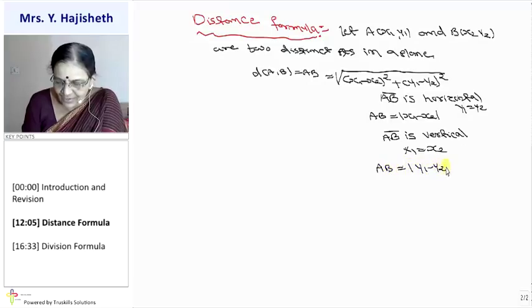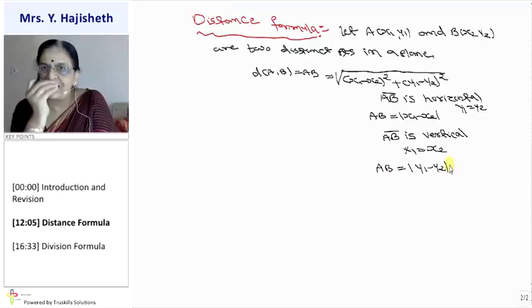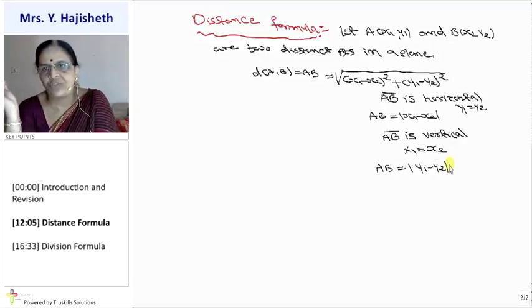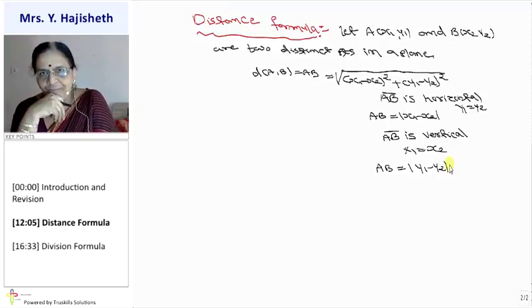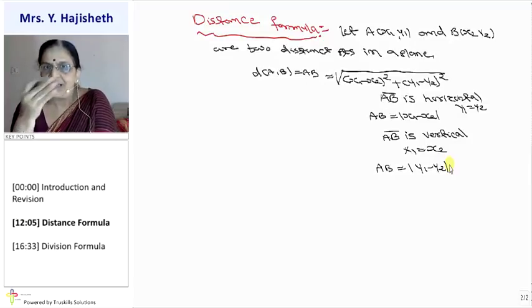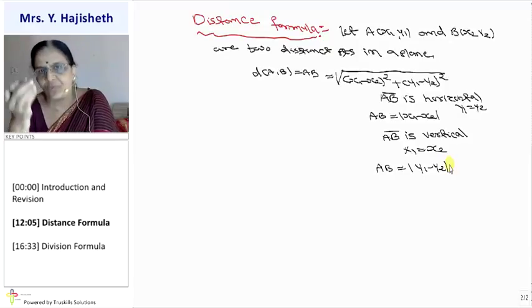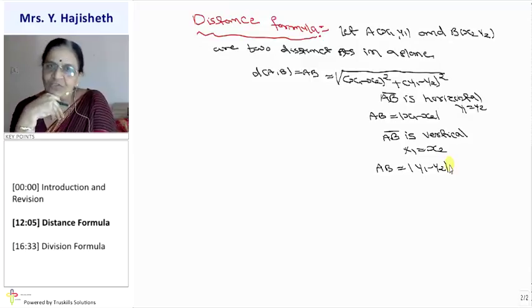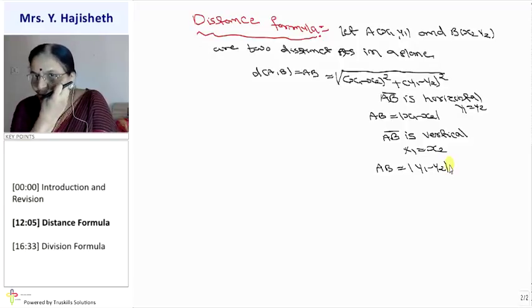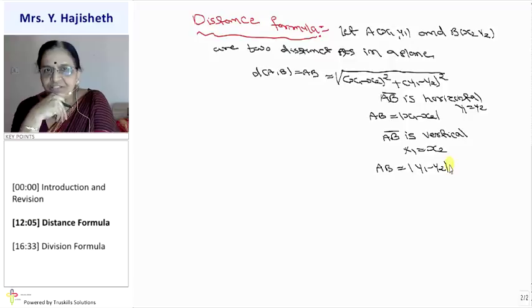y1 minus y2. And if AB is neither horizontal nor vertical, then the distance AB is under root (x1 minus x2) whole square plus (y1 minus y2) whole square. By using this distance formula in 10th standard, you have proved a triangle is isosceles, equilateral, or a right angle triangle by Pythagoras, and that any quadrilateral is a rhombus or square or rectangle, right? All these things you want to prove, you can use the distance formula.